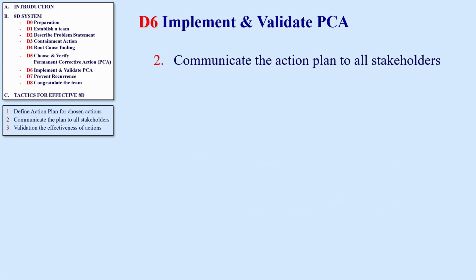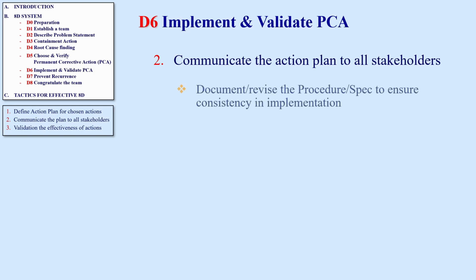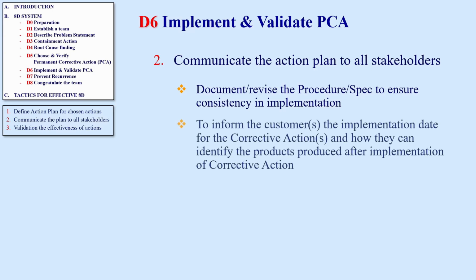Once the plan is defined, communicate it to all stakeholders. The best way to communicate is to document the procedure or specification, to ensure consistency in implementation and avoid miscommunication. Remember to inform the customers of the implementation date for the corrective action, and how they can identify the products produced after implementation of the corrective action.